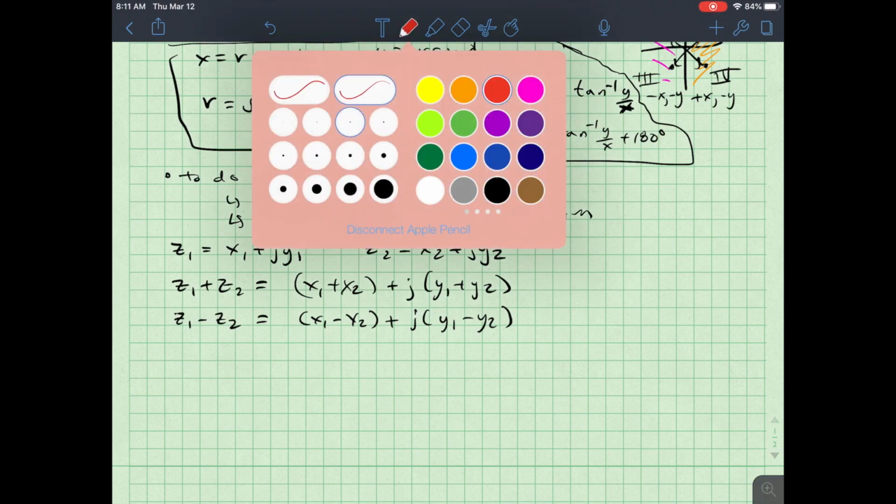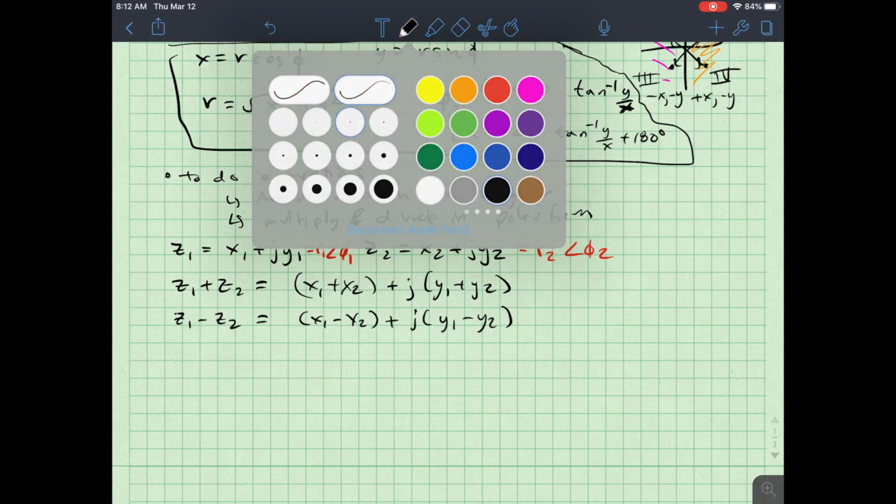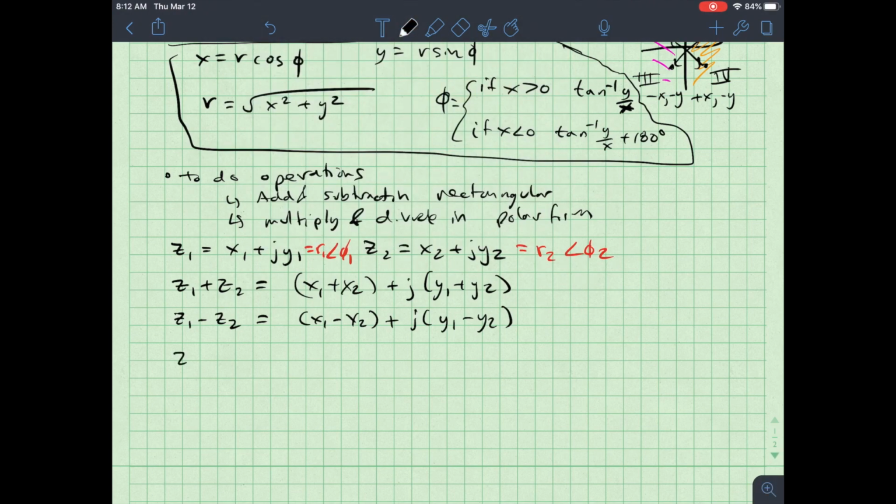If we also represent z1 and z2 using polar form, r1 angle phi 1 and r2 angle phi 2, then z1 times z2 is equal to r1 r2 angle phi 1 plus phi 2. If I have just a standard complex number z, which is r angle phi, 1 over z is equal to 1 over r angle negative phi.